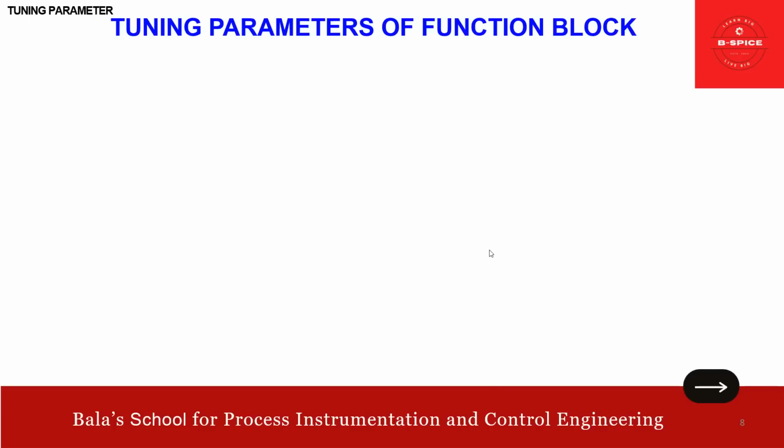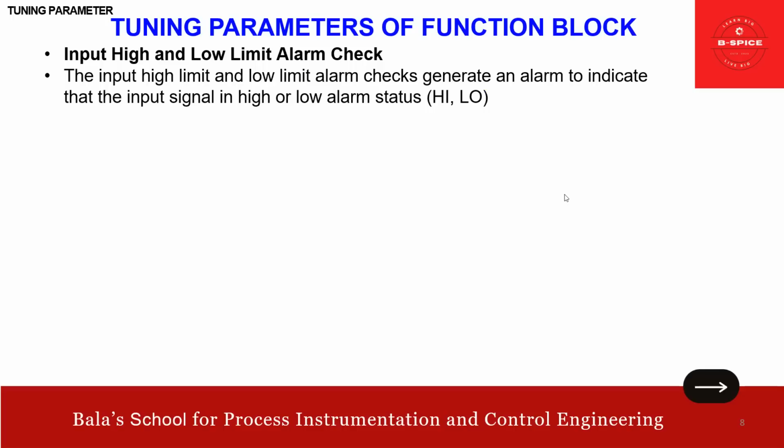Now going to the next: tuning parameters of a typical function block. I'm just going to share some outline now. Basically, input high, low limit alarm checker. So the input high limit and low limit alarm checks.